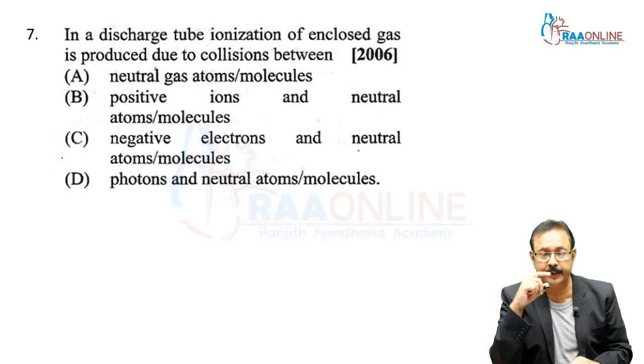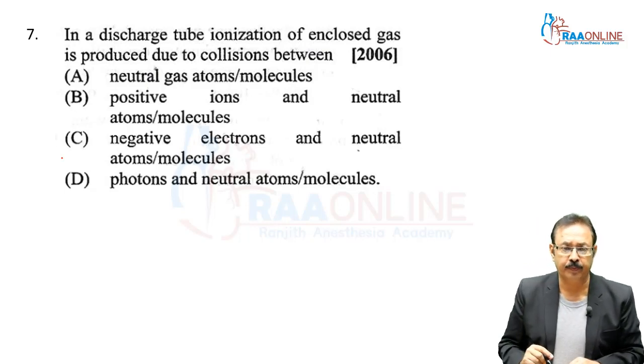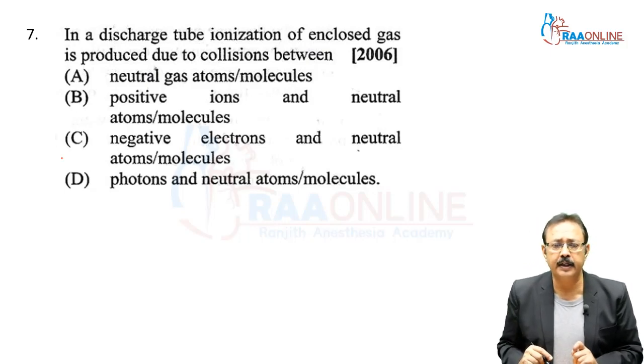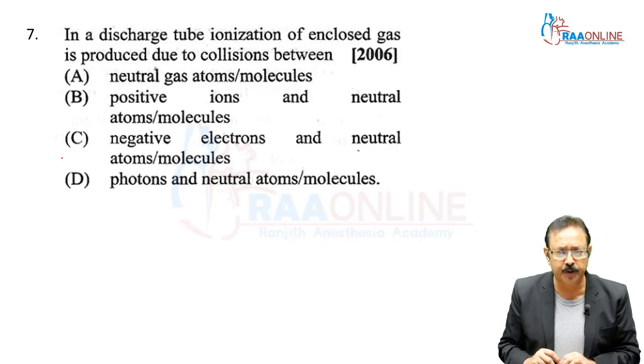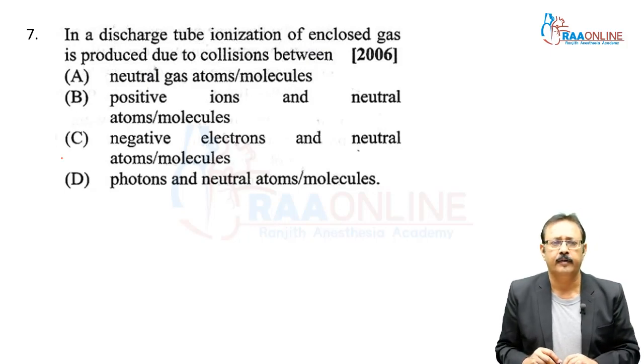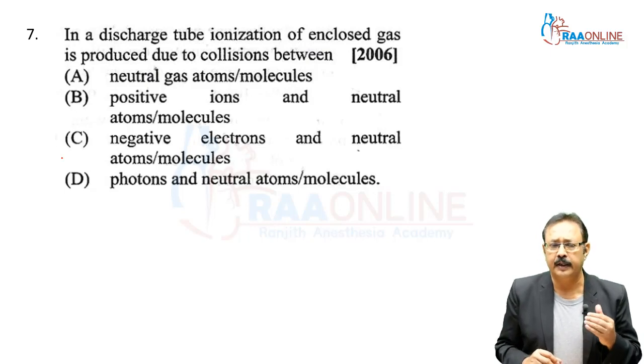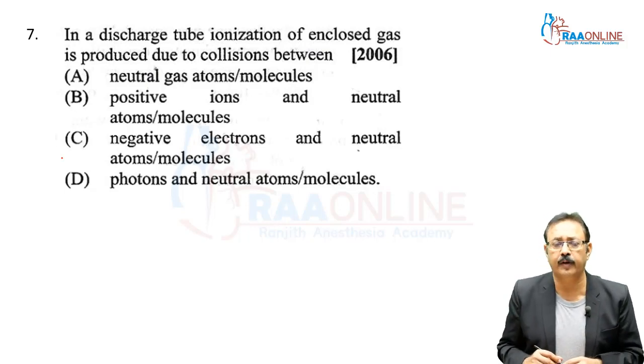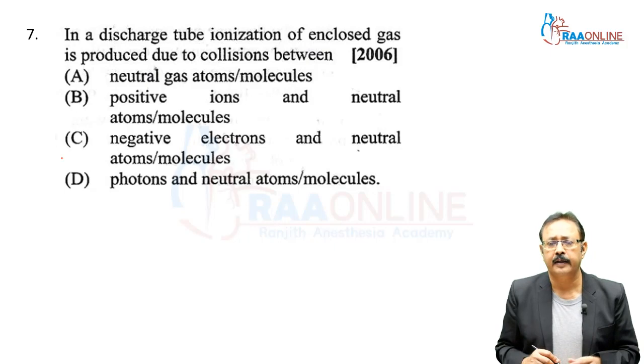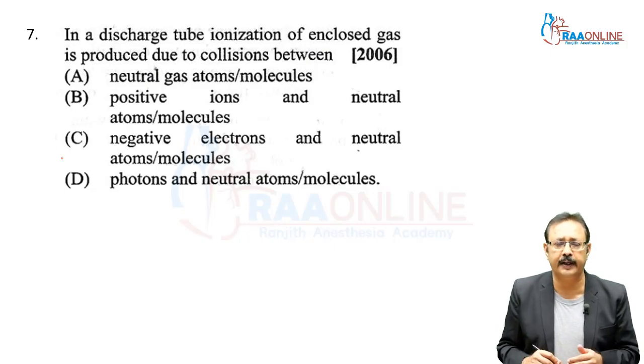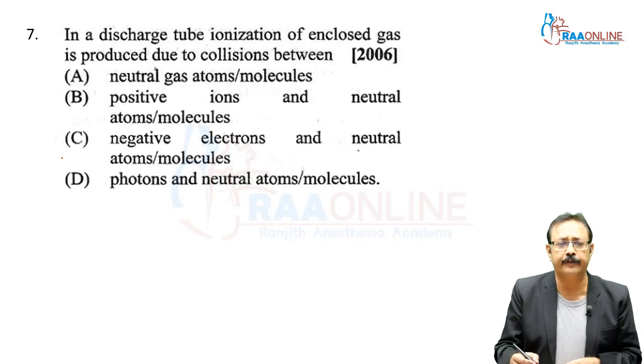Next, 2006 AIPMT. In a discharge tube, ionization of enclosed gas is produced due to collision between, we know that cathode rays, what are cathode rays which are there? Negative electrons, when they are hitting neutral atoms and molecules, they are showing this effect. So we will go with option C.